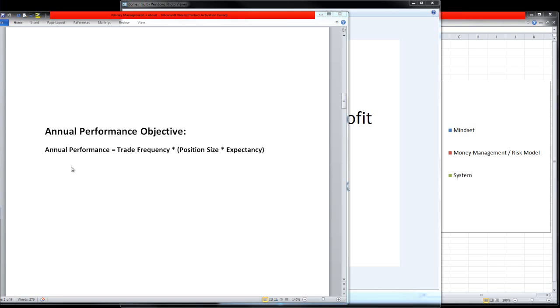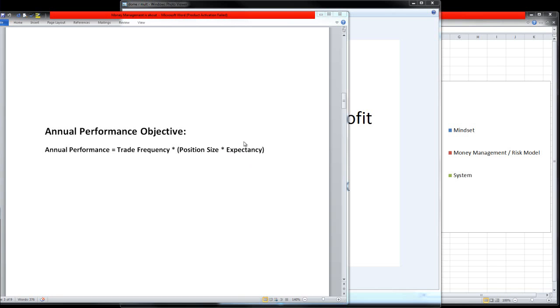Okay, so this formula, we're going to break this down, is basically your annual performance. What you want to achieve a year, say 100%, equals your trade frequency, the number of trades you take per year, multiplied by, in brackets, your position size of individual trades, multiplied by expectancy. So if you know expectancy, which is what we talked about before, your average winner versus your average loser, we're going to actually go through and calculate that, but it's very easy to work that out.